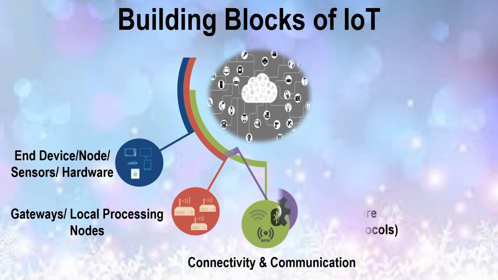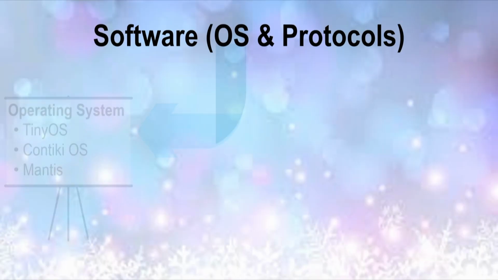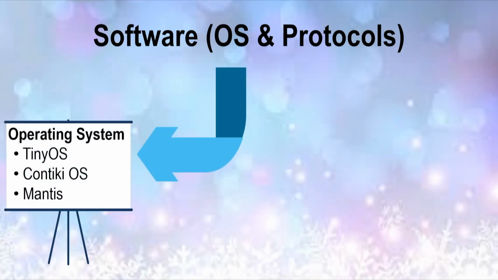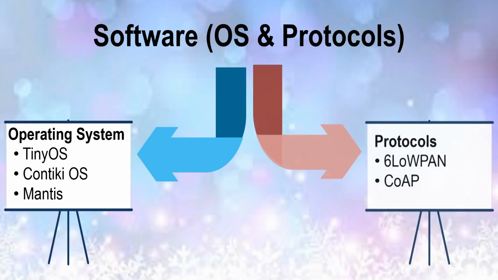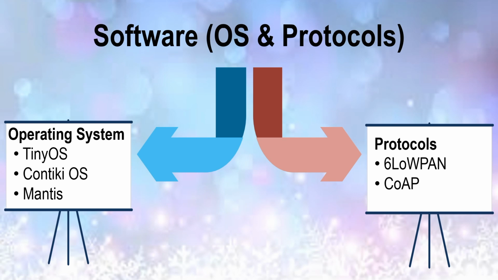Next building block of IoT, what is important, that is software and the operating system. In case of the operating system, we use the Tiny operating system or the Contiki operating system and also the Mantis operating system. These all are open operating systems. In case of protocol, in IoT we use different types of protocols, such as the 6LoWPAN protocol and also the CoAP protocol.